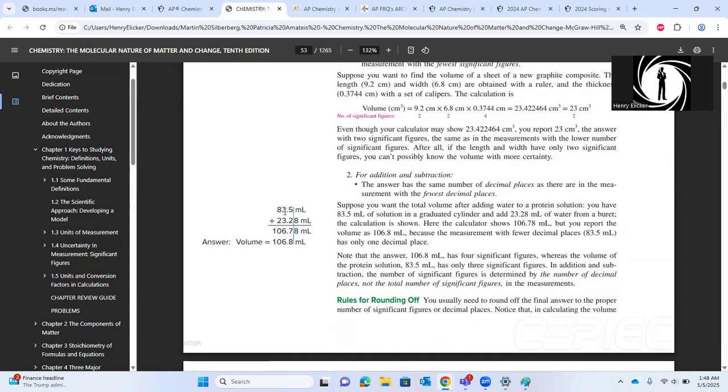So let's take this example, 83.5 milliliters plus 23.28 milliliters. Even though your calculator would spew out something like 106.78, or on your paper you would get that, the question is, what is the real answer based on known accuracy? Well, you would add them up normally, and notice that the smallest number of decimal places is the 83.5. It only has 1. So your final answer must be rounded to 1 decimal place. That's why we say 106.8, because the 8 right next to the 7 bumps that up to an 8. Okay. All right.